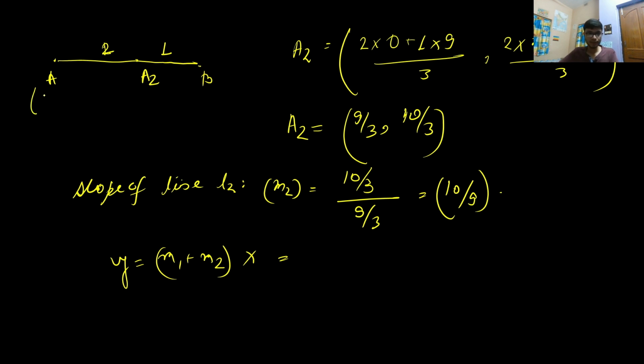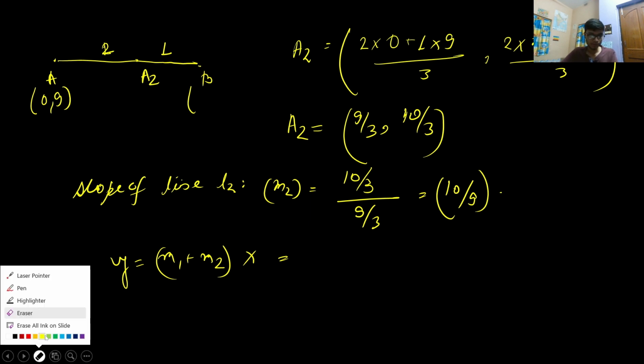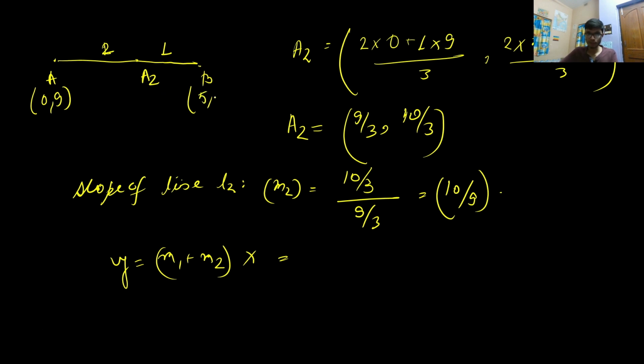The point A is basically (0, 9). Okay, sorry. And the point B is basically equal to (5, 0). So the point B is equal to (5, 0). Okay. So I have made a great mistake here.